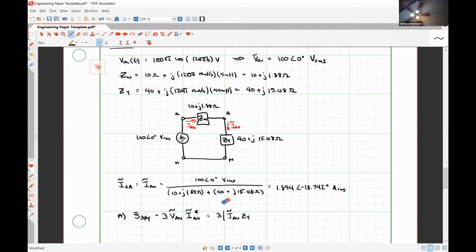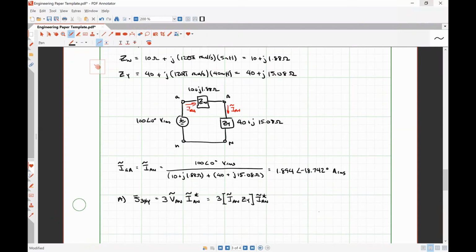And I don't want to put an absolute value there. This should be a bracket. Times IAN. Everybody okay with what I just did there? It's just Ohm's law. Yes. All right, so this is the same as me having 3 times IAN conjugate times IAN times ZY.